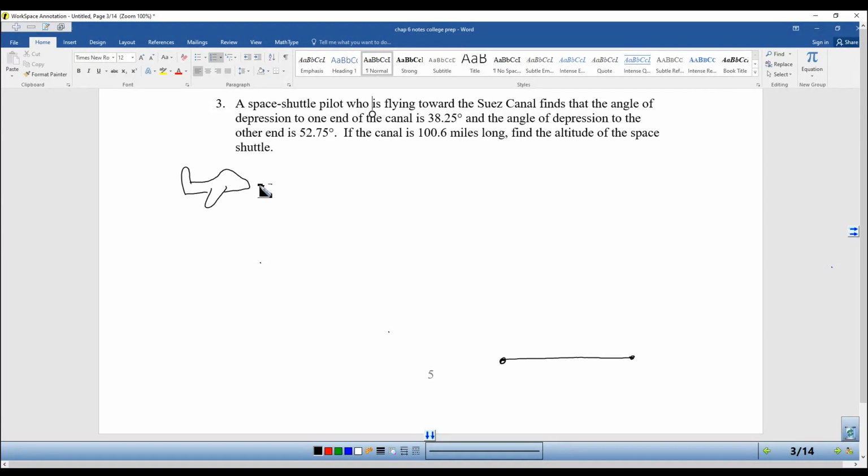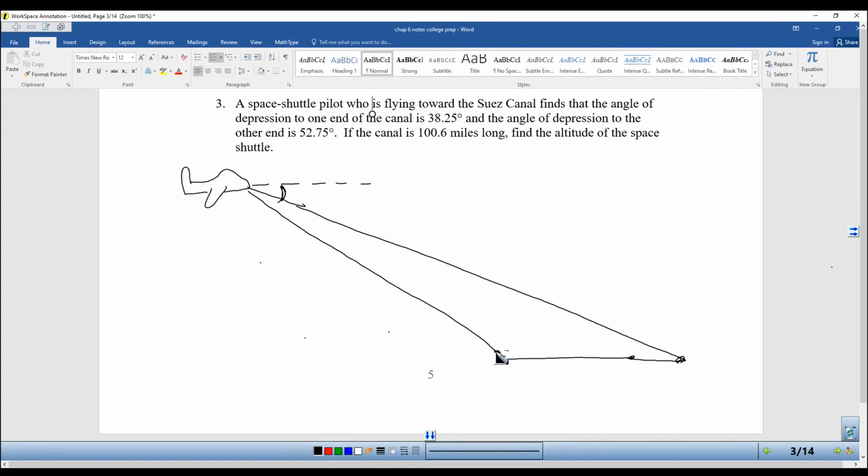Remember, a lot of people really struggle with this. Angle of depression means that this is his normal line of sight. Angle of depression is going to be when he looks down. So his angle of depression, I think I'm going to have to re-extend my Suez Canal. He can see both the near end of the canal and the far end of the canal, which is going to give him 2 angles.